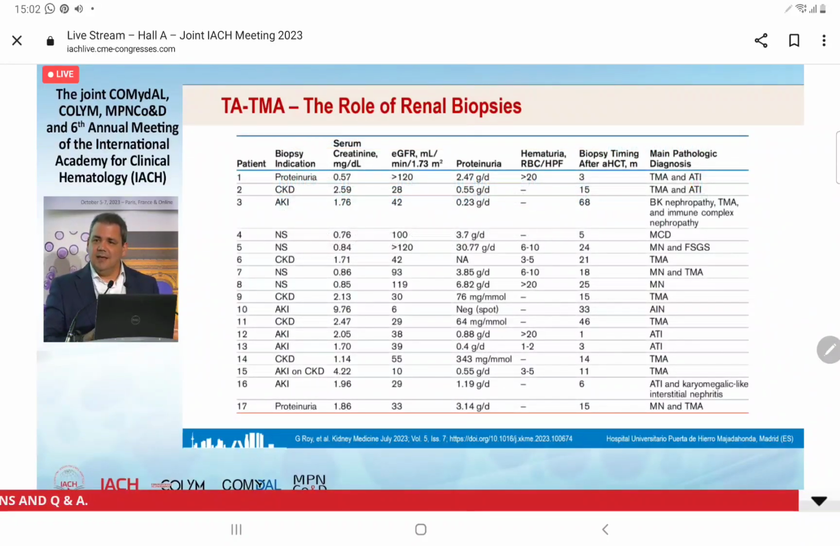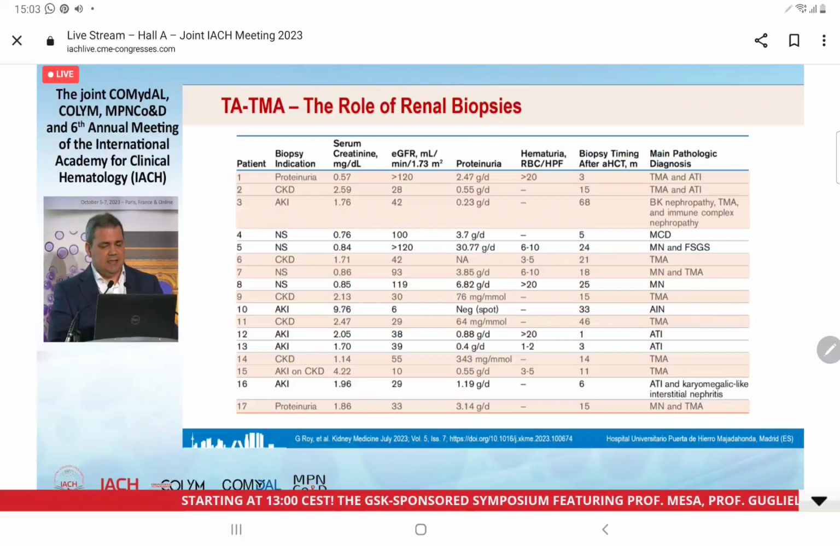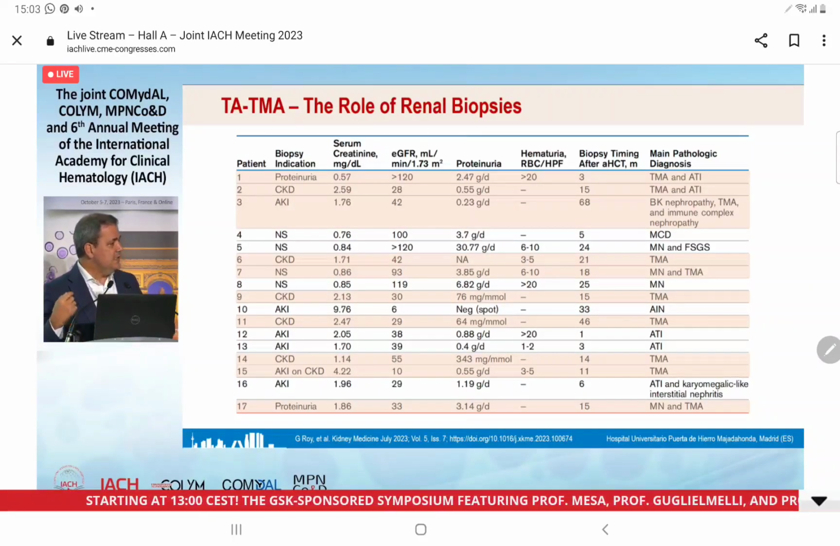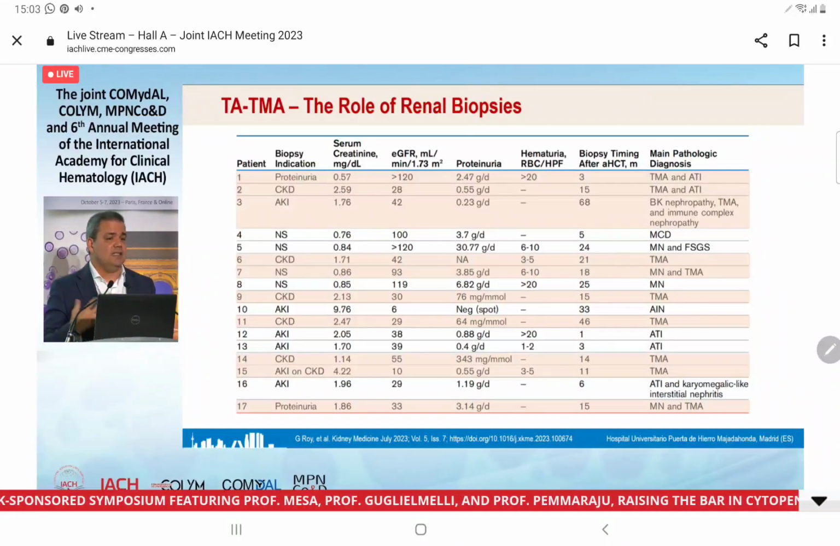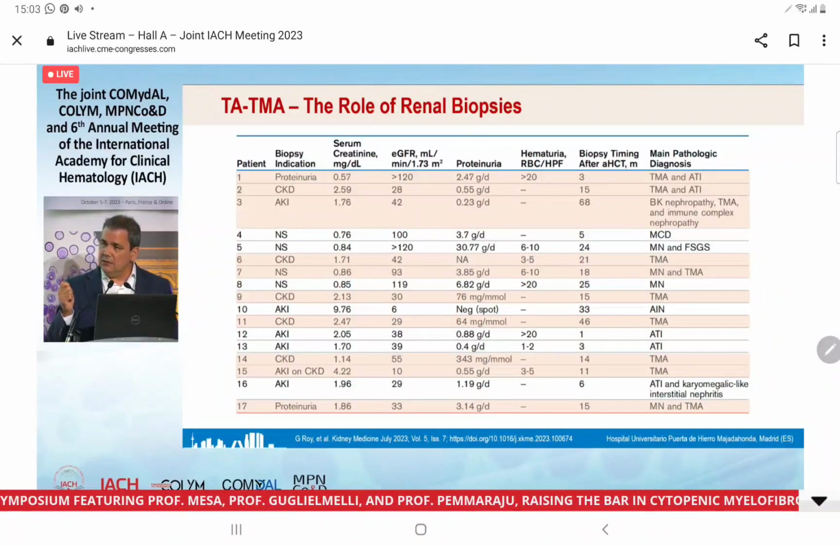But this is a study from Montreal, Roy et al., that retrospectively looked during a decade at all cases that had renal biopsies for renal dysfunction, 17 of them. Out of the 17 cases, for different indications, none of whom had had a formal diagnosis of TMA, they found localized TMA in the kidney without signs of systemic TMA in 10 out of 17, so a vast majority.